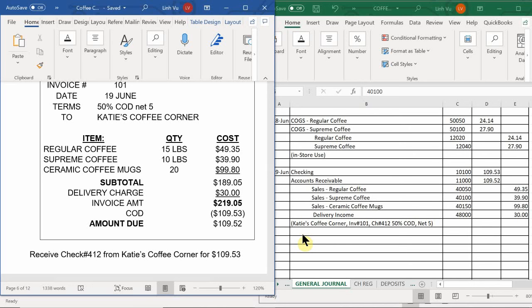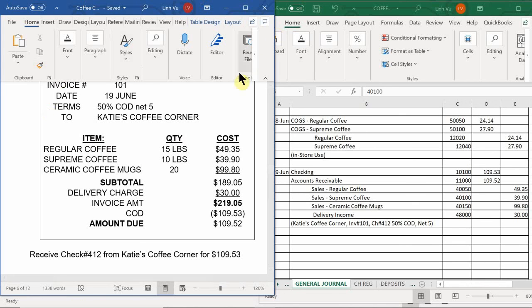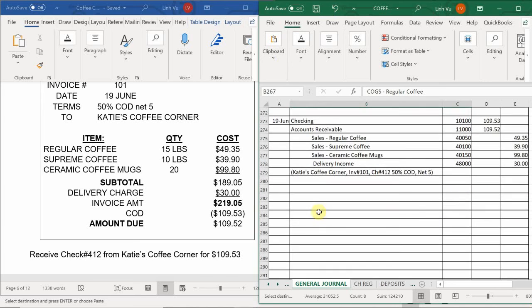How do I journalize the transaction to represent that I'm taking out from my inventory? Cost of goods sold regular coffee and cost of goods sold supreme coffee. Good. So right above here, I have the perfect entry. I'm going to copy everything with the account number, but the description is not going to be in-store sales. So I'm just going to copy the accounts and the account numbers. And I'm going to go ahead and post it here.